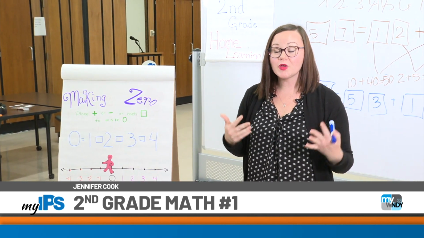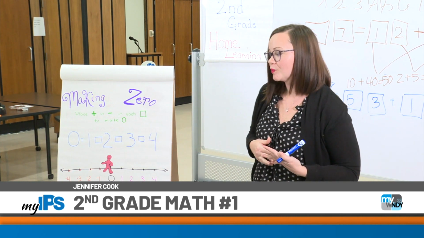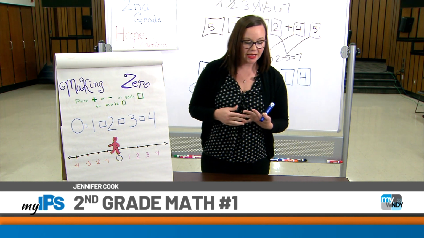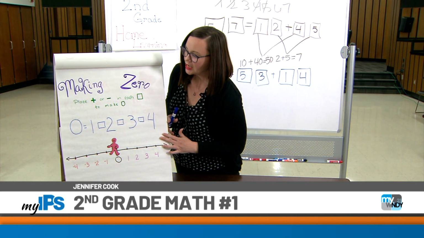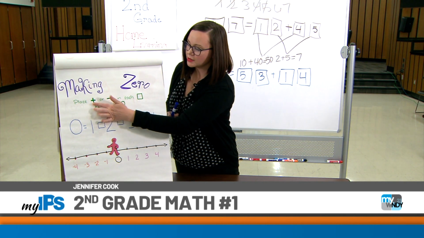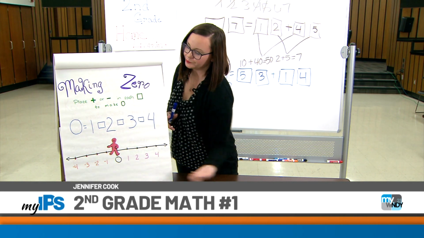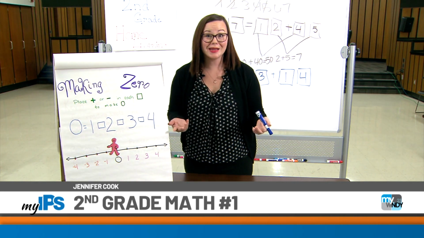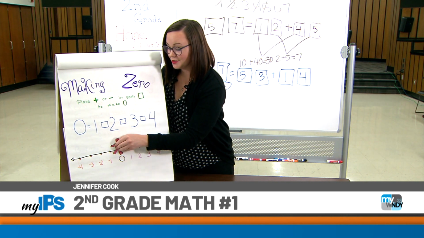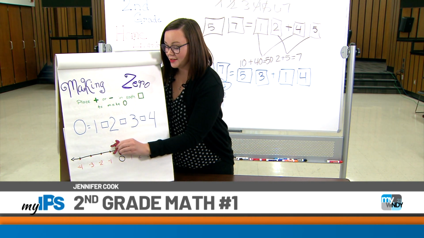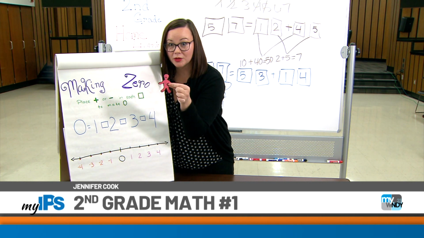Okay, so we are going to be working on making 0. So on your packet, you see this funny little equation here, and it asks you to place the plus or the minus in each box to make 0. Okay, so to do that, I made a number line. And Miss Cook used her craftiness, and I took some construction paper and made me a little man to jump on my number line.